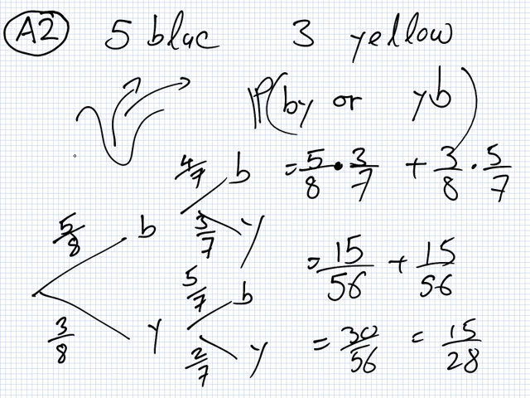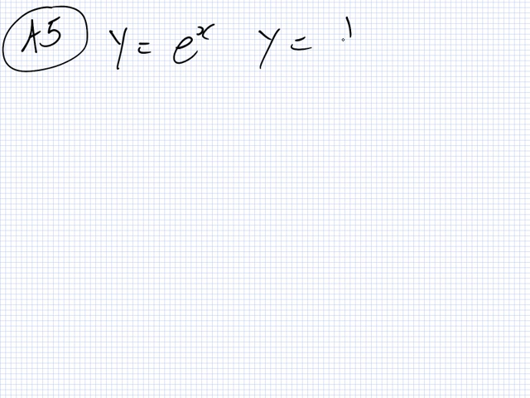Okay, will we look at A5? Can I scroll down? Yeah. What's A5, Lucas? Go ahead, Jeff. A5. Sketch y equals e to the power x, y equals e^x and y equals 1 over e^x. And show where they meet.